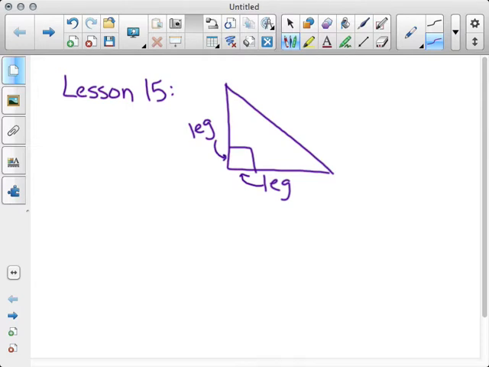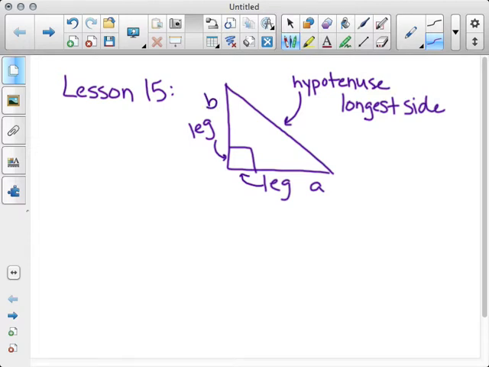And a hypotenuse is the side that is across from the right angle. So it's also the longest side of a right triangle. In math, we refer to the legs as side lengths little a and little b, and we refer to the hypotenuse as side length little c.